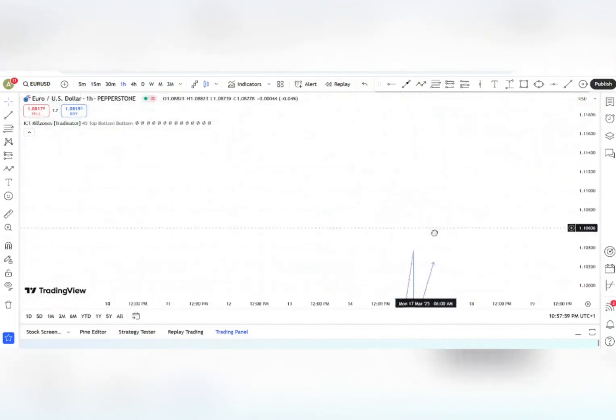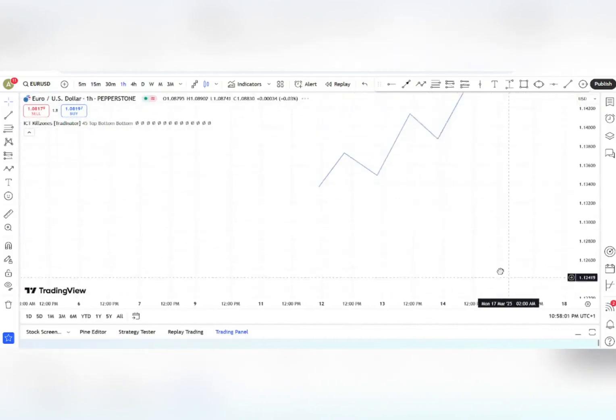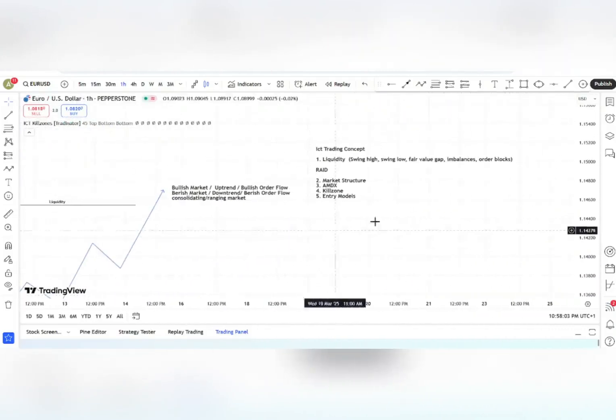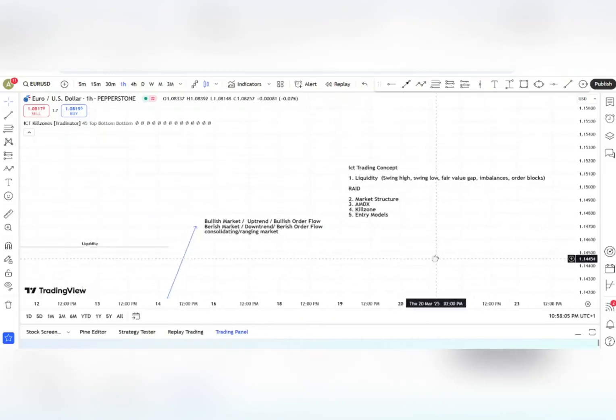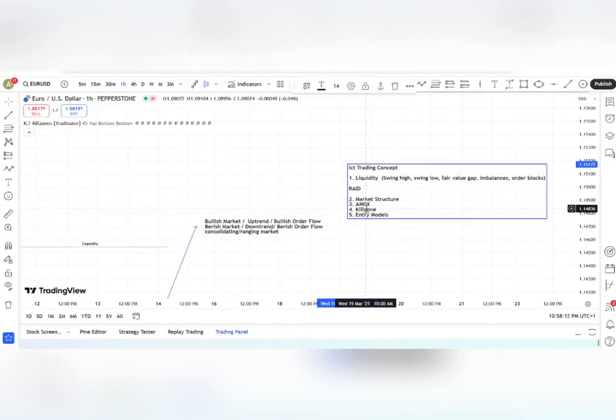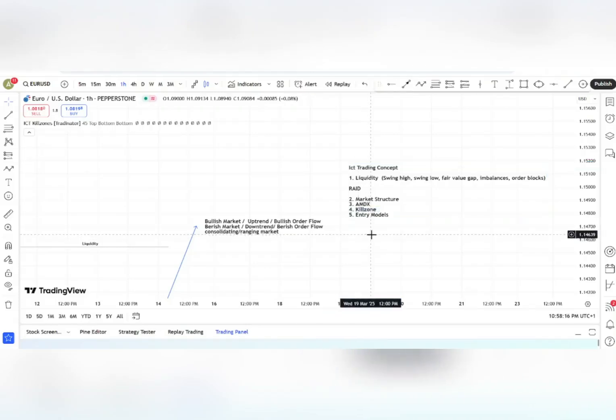So the next concept is what we call the Q zone. As an ICT trader, the ICT Q zone is a kind of session, a kind of time in the market where volume is being detected.